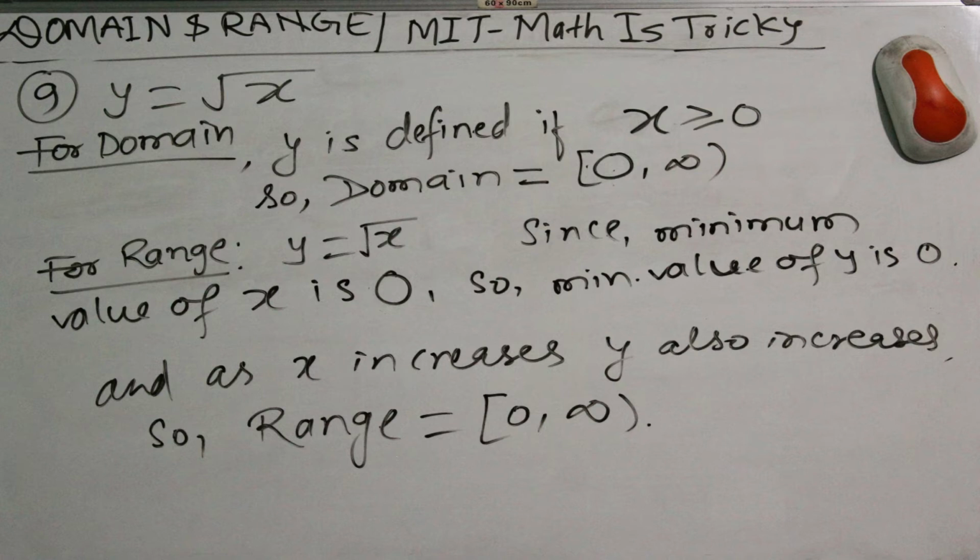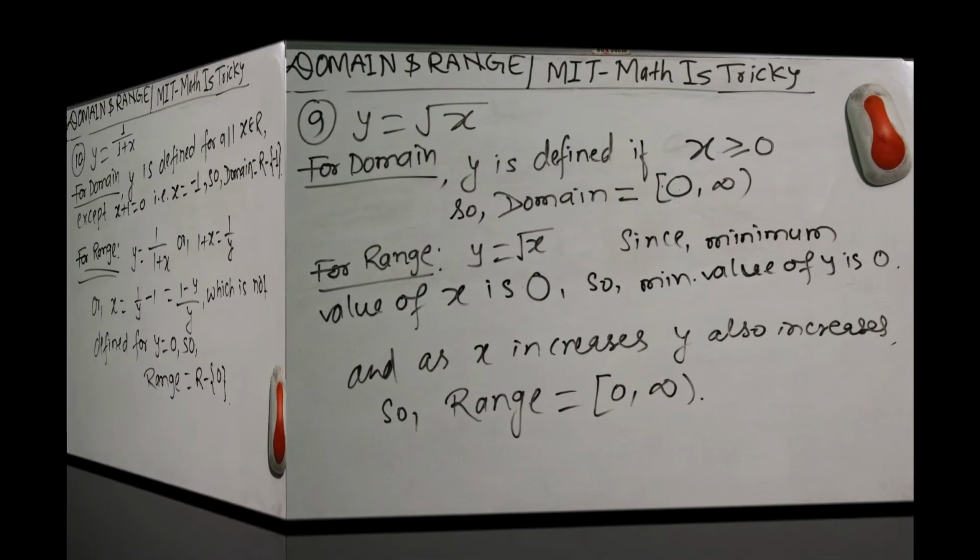For the range, we know that for this type of function, the square root of a function is only defined for a positive number, and we can also take 0. So the range will be 0 to infinity, because here the minimum value of x is 0. The square root of 0 is 0, we take only the positive square root, and so on, more than 0 we will get. So 0 to infinity is our range in this case.